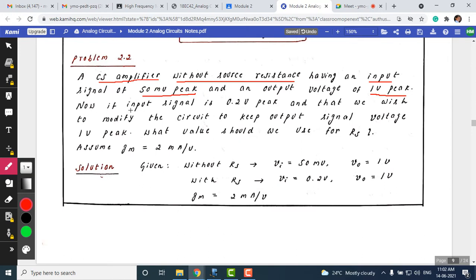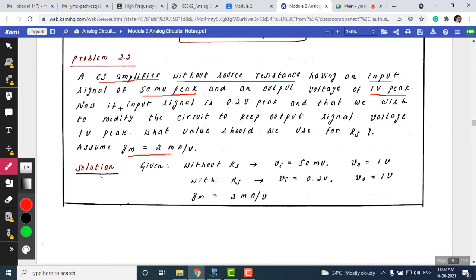Now if the input signal is 0.2 volt peak and we wish to modify the circuit to keep the output signal voltage 1 volt peak, what should we use for RS? Assume transconductance as 2 milliampere per volt.